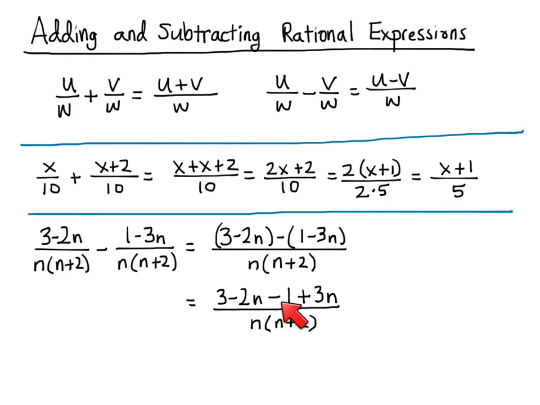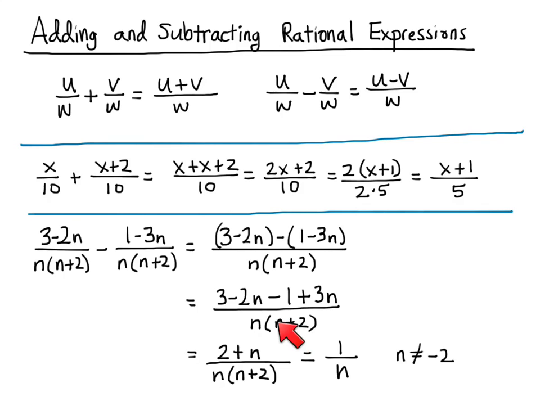But the second one, we do have to distribute that negative, so it becomes negative 1 plus 3n, and then we can simplify it. If we look at how this simplifies, we have 3 minus 1 is 2, and then negative 2n plus 3n equals just n. And then you see this n plus 2 is the same thing as this n plus 2 down here. It's just commuted. So we're just going to end up with 1 over n. And of course, we always have to consider what the domain restrictions are. In this case, since we're dropping that factor n plus 2, we know that n does not equal negative 2.